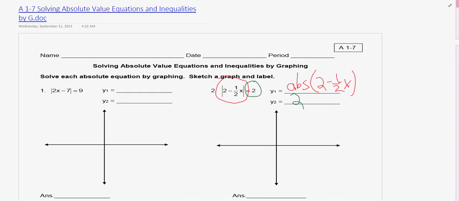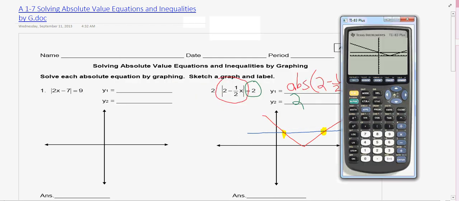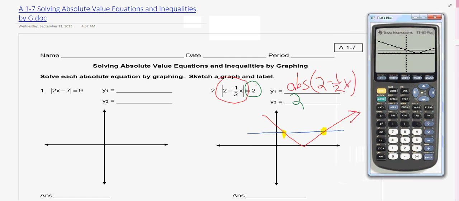Try that again. There we go. So we have y equals 2, and then the second graph comes down here, touches the x-axis, and then goes off in that direction. So we're interested in these 2 points of intersection, one here and one here. We'll identify those and then move on to the next problem.